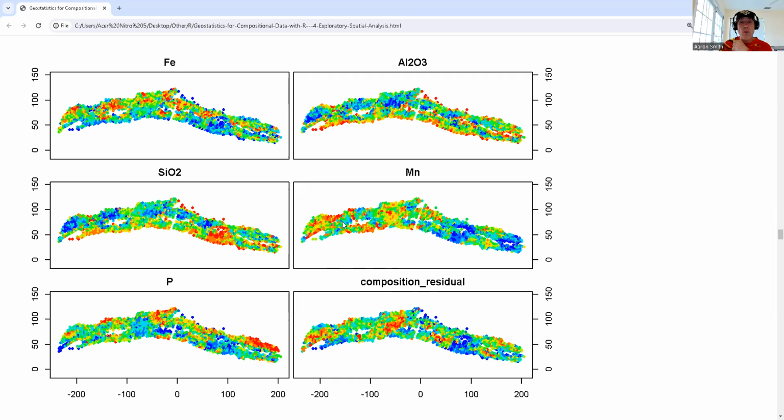Now Mn, I see more of an east-west aspect. I see high values in the west and lower values in the east. For P, I see a big clump here. I see a large section here, and then this is a little bit less pronounced, but I see a kind of a light aspect through here. And then the residuals. We just have what's left over, which is exactly what it is, and we see blue in this region here. So low residuals.